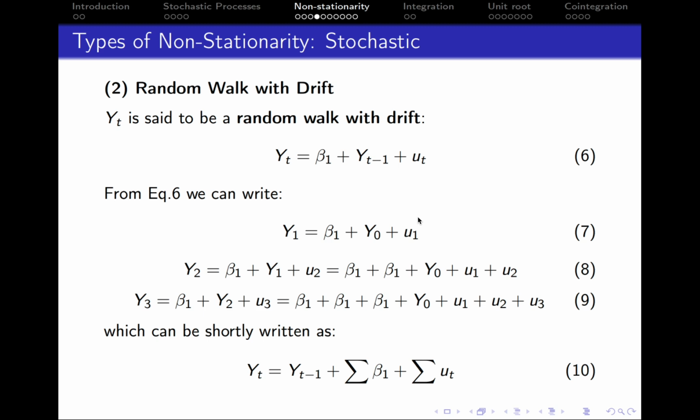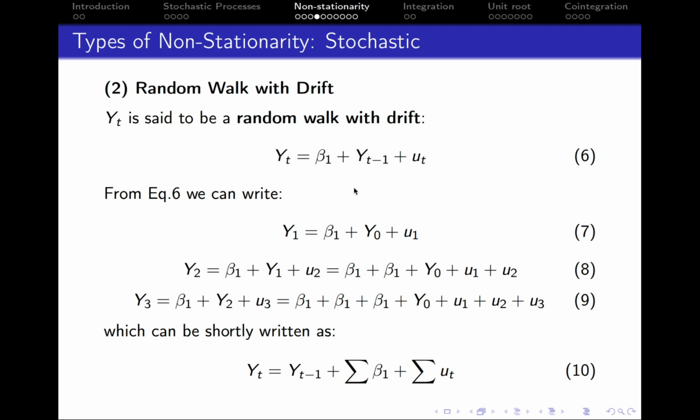Another example of stochastic non-stationary process is a random walk with drift. Let's have a look at the example of such a process. So yt is now a function of beta 1, so the constant term, plus its own value in the previous period, coming with the coefficient of 1, and ut. This equation can be rewritten in the following way.